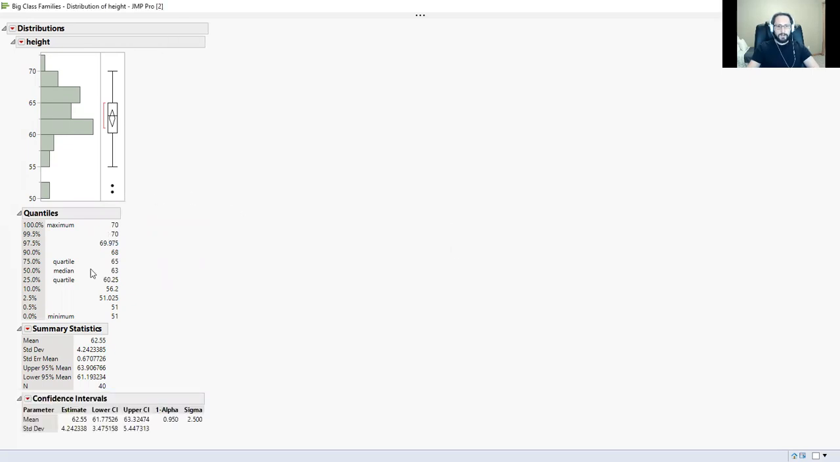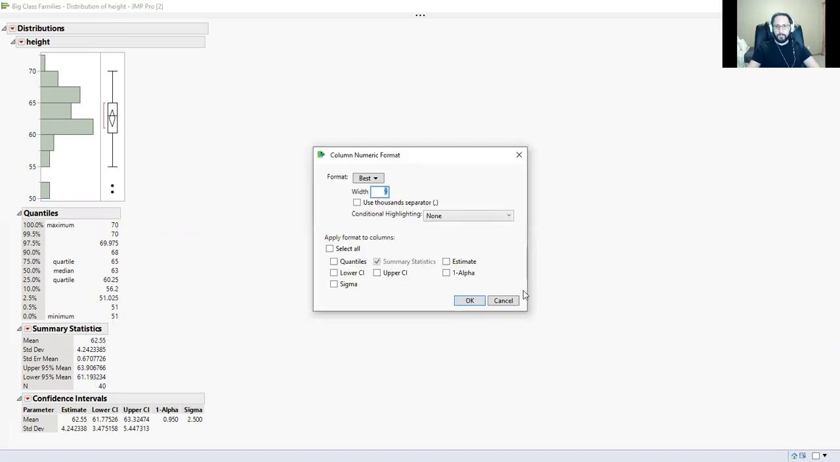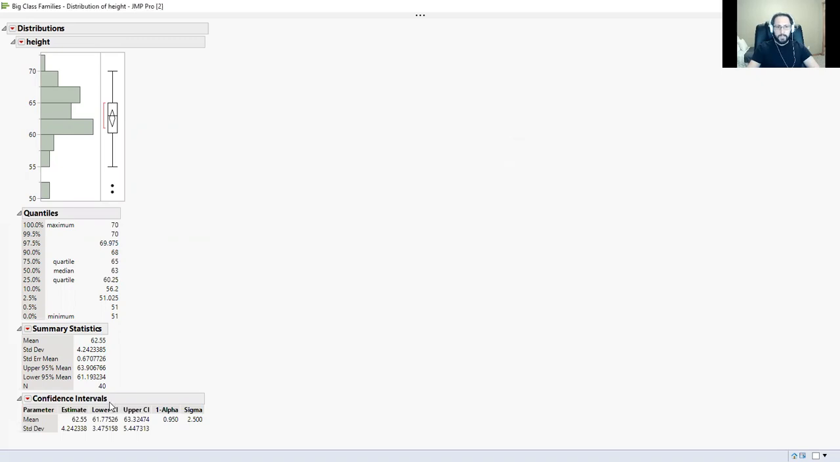And look right down here, this creates the confidence interval. The mean 62.55 should be the same as, there it is in the summary statistics. And then here's the lower level of the confidence interval and the upper level of the confidence interval. You can read those values right from there.